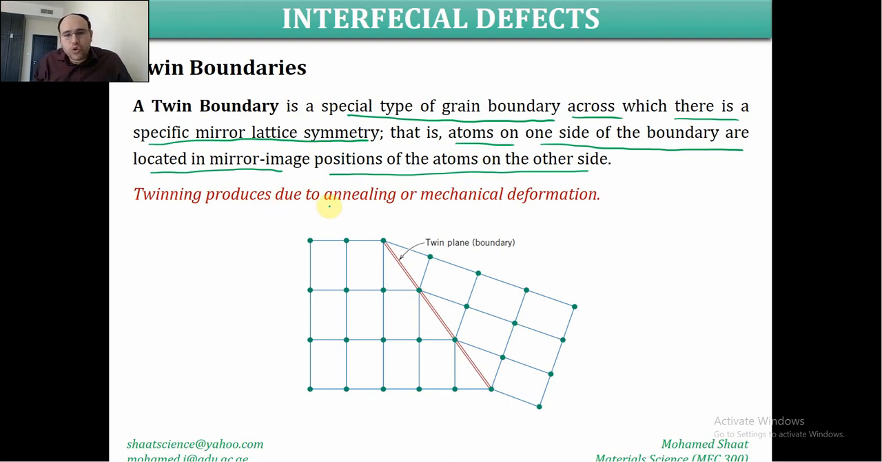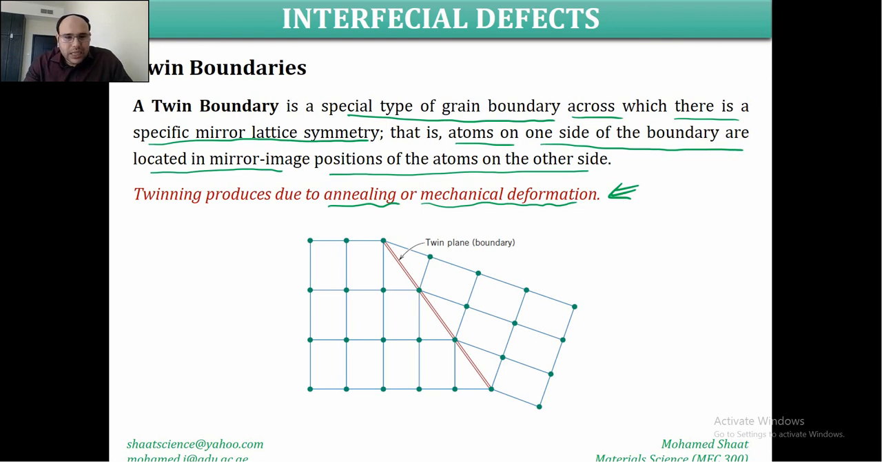Twinning is produced due to annealing or some mechanical deformation, and this will be discussed in detail in the next chapters, especially chapter 7, I believe, when we discuss the strengthening mechanisms, and we are going to discuss how twinning is generated. Twinning means the generation of twin boundaries. So the twin boundary represents a specific mirror lattice symmetry around it, where atoms on one side of the boundary are located in mirror image positions of the atoms on the other side. And as I said, forming this twinning requires annealing or severe plastic deformation.